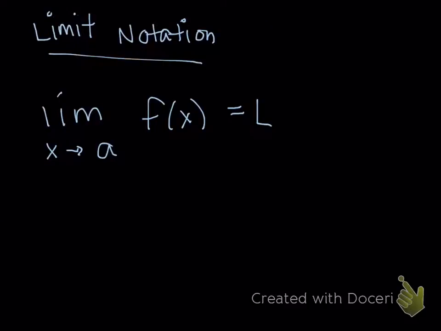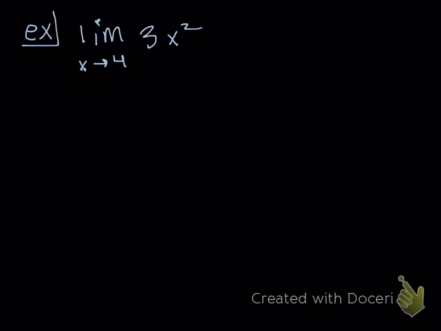So we're going to initially look at it in table form. The way you pronounce this is the limit as x approaches a of your function. So you're looking for what's happening to the y values as my x values get closer and closer to this value. For our first one, I have the limit as x approaches 4 of the function 3x squared. So we're going to make a table out of this.